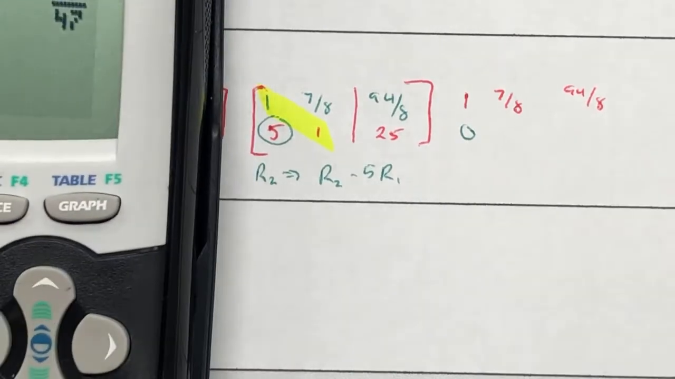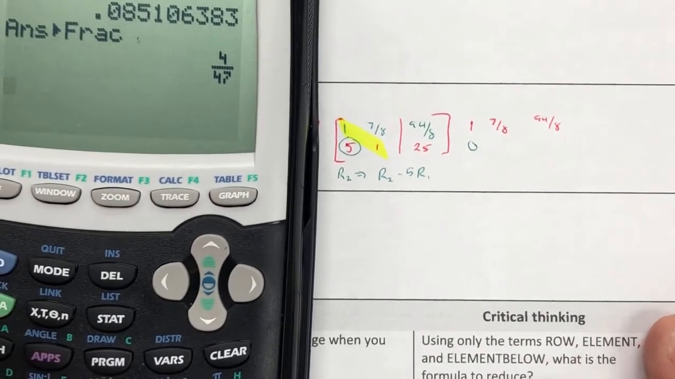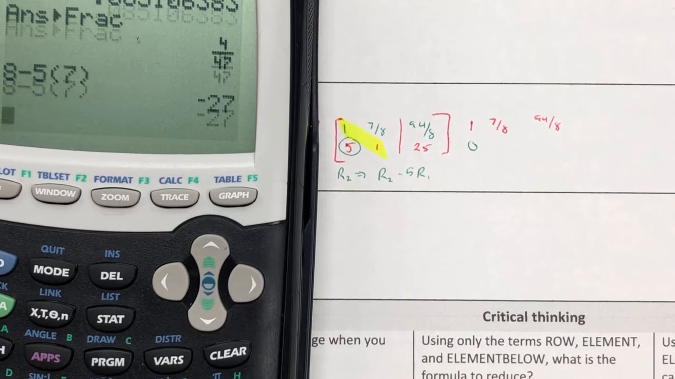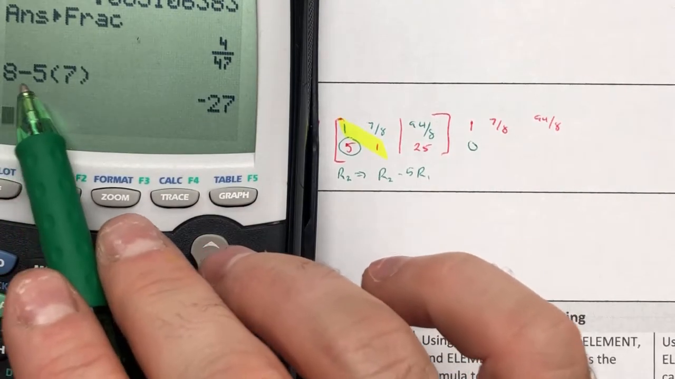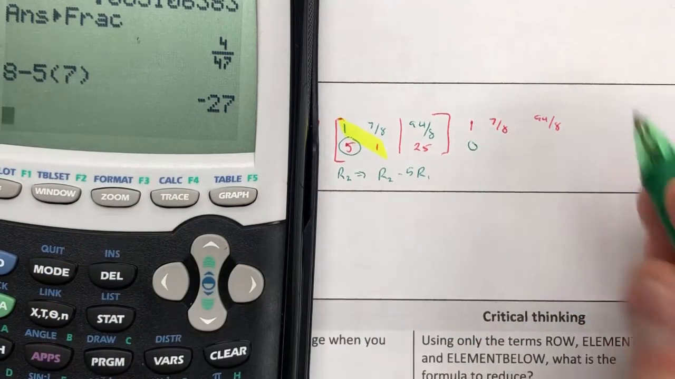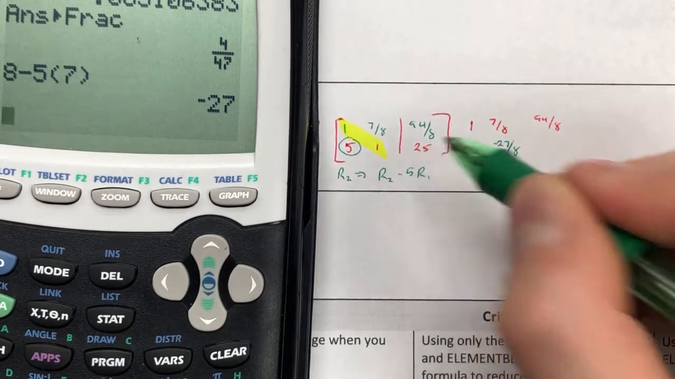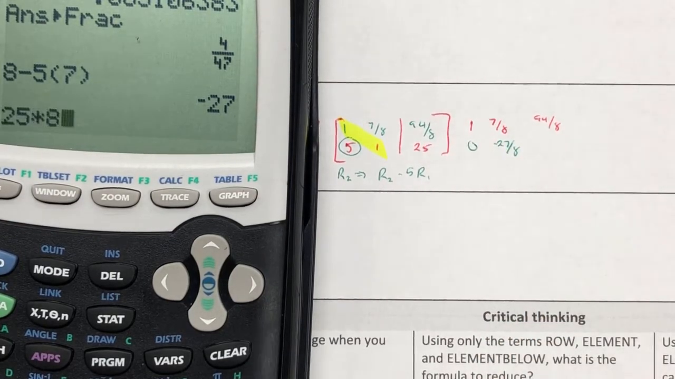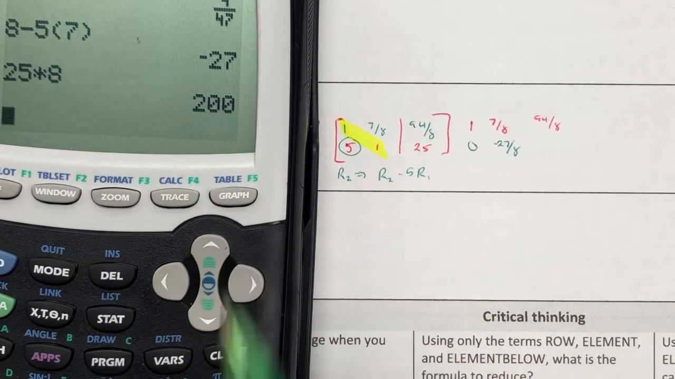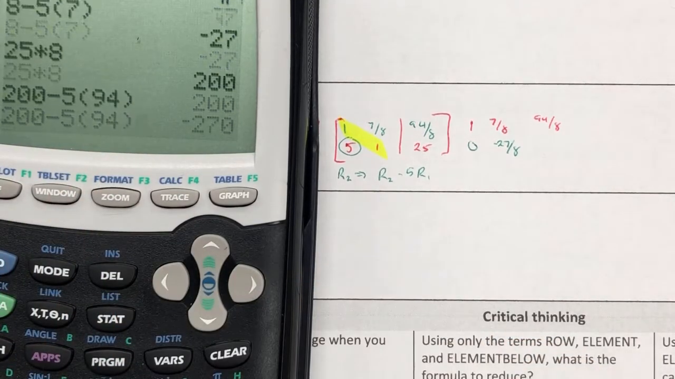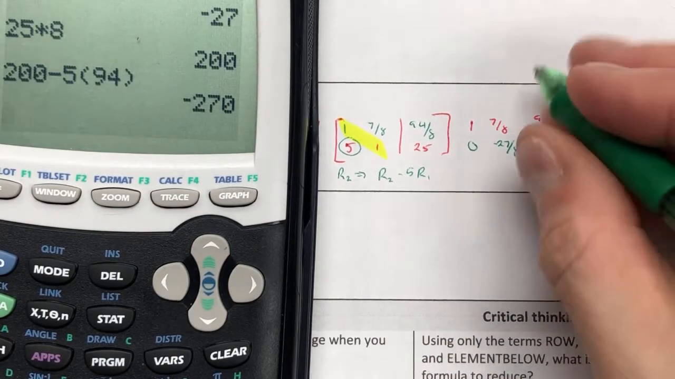And so now what I'm going to do is hold my values in here. Okay, so I know 1 in terms of 8 is 8, and I'm taking away 5 of the numerator. So 8/8 minus 5 of the 7/8 is going to lead me to -27/8. And I'm going to do the same thing right here. So 25 times 8, I'm going to have 200 in my numerator. So 200 minus 5 of the 94s. So I'm just looking at my numerators.